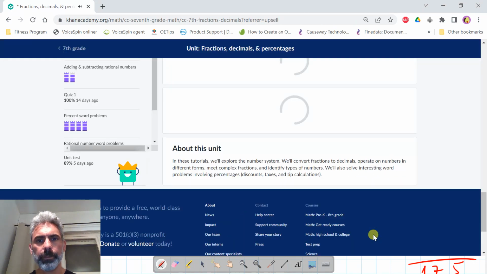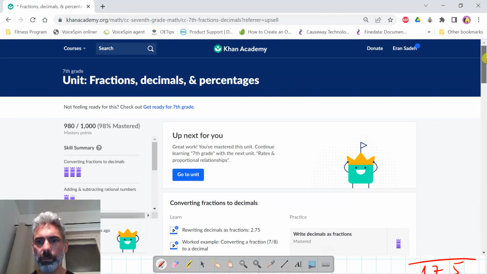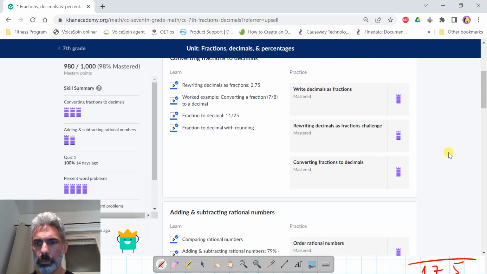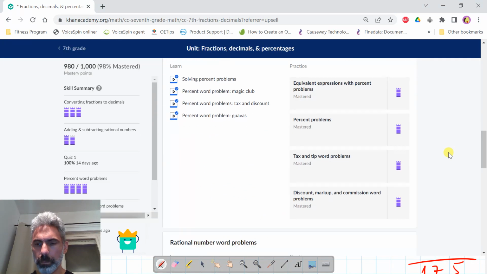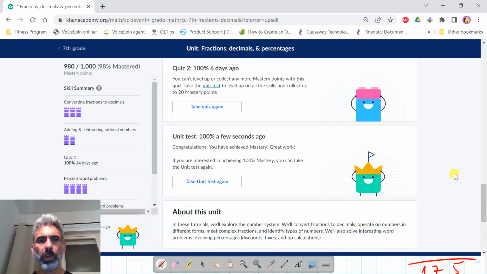Okay. So I've completed the unit test. Let's see that I don't have anything to improve. So, okay. So now I can move on to the next unit.